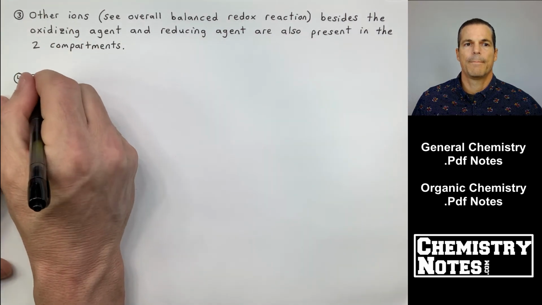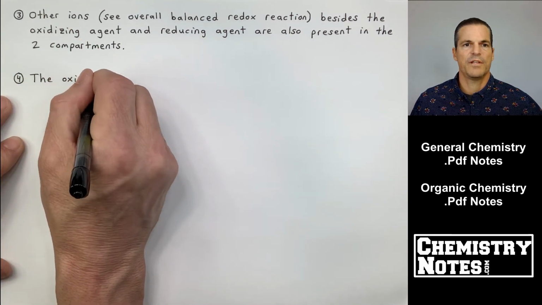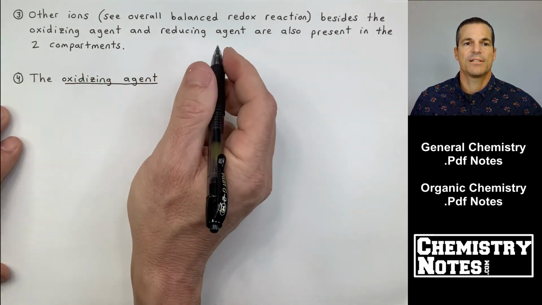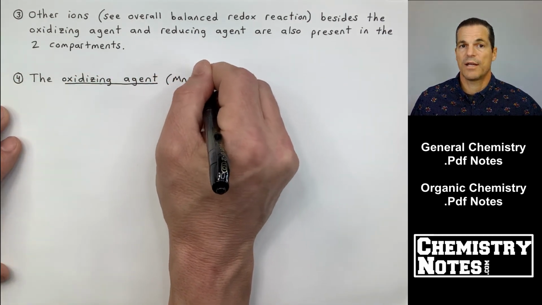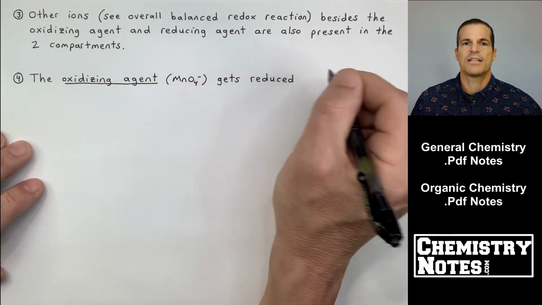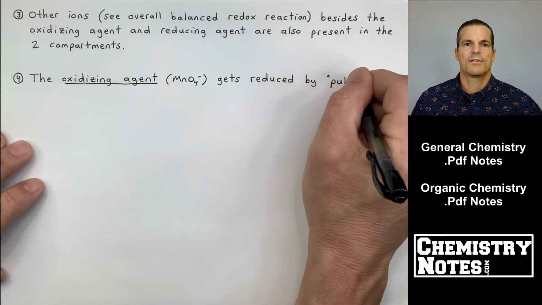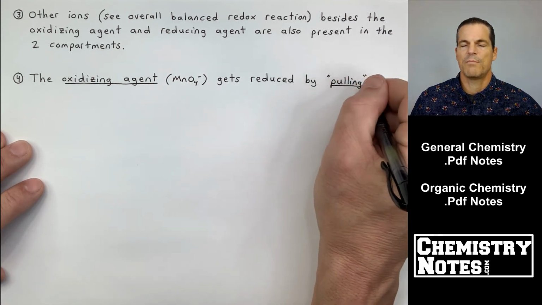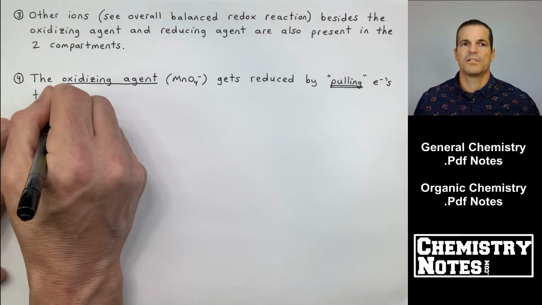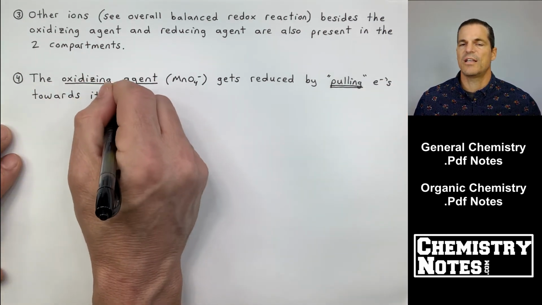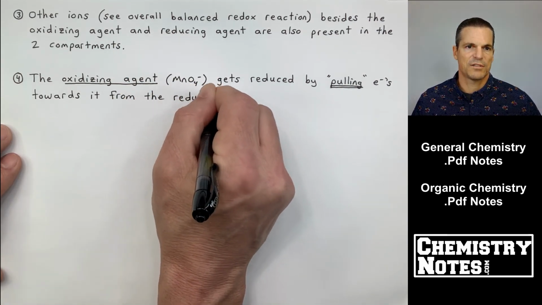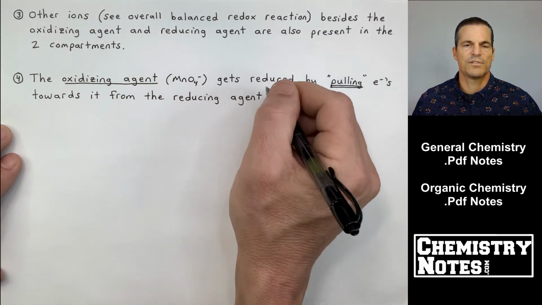All right, bullet point number 4 underneath our notes about the galvanic cell. The oxidizing agent, which in our example is MnO4-, gets reduced. How does it get reduced? Well, I mentioned this verbally out loud a little bit earlier. Now we have it in our notes. It says the oxidizing agent, MnO4-, gets reduced by pulling electrons towards it from the reducing agent.